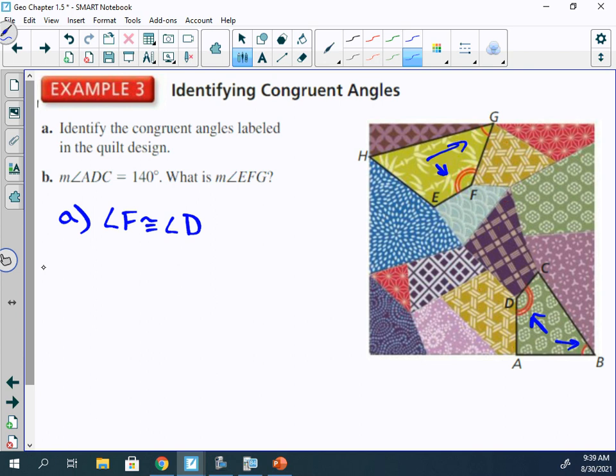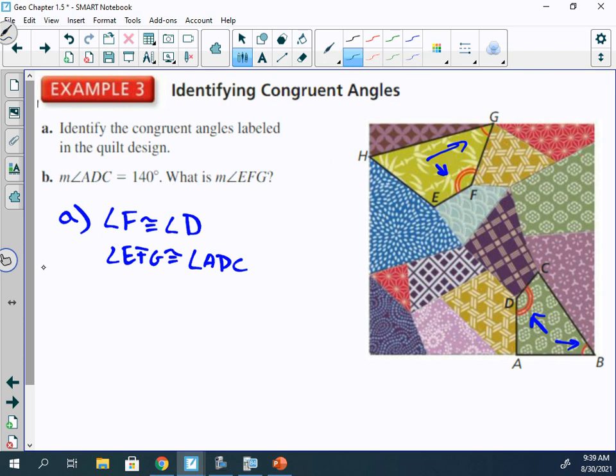Now we could say angle EFG is congruent to angle ABC, or use the three letters. We could do it in either way. The reason we can use the vertex is because on each one of those figures, there's only one angle at each point.